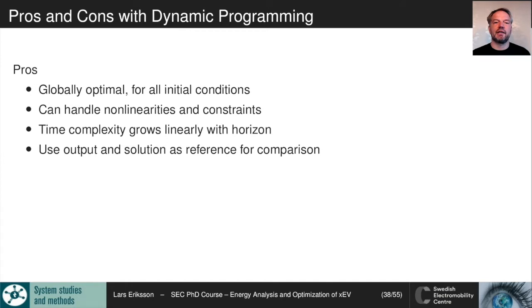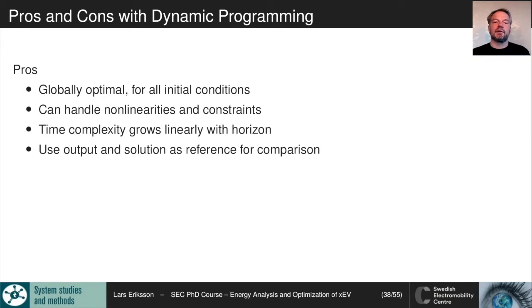Pros and cons with dynamic programming. The pros are, you know that you will get a global optimal solution for all initial conditions. So provided the problem you have set up with the discretizations of the states, you will get the global optimum for all initial conditions. And you can have arbitrary complex nonlinearities inside the functions that you are iterating over.